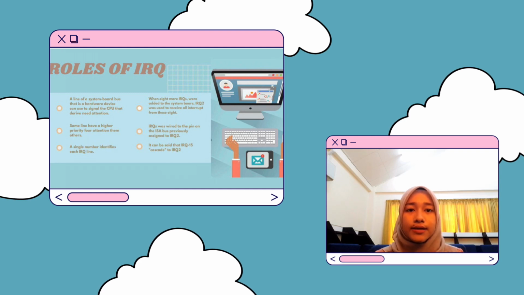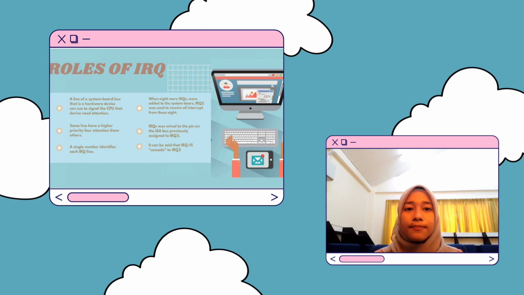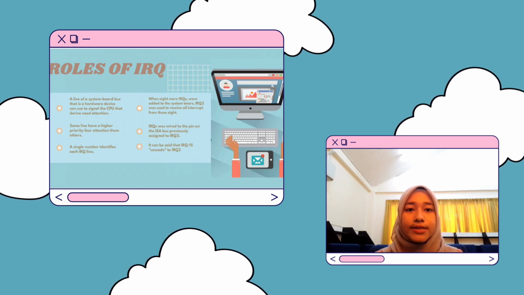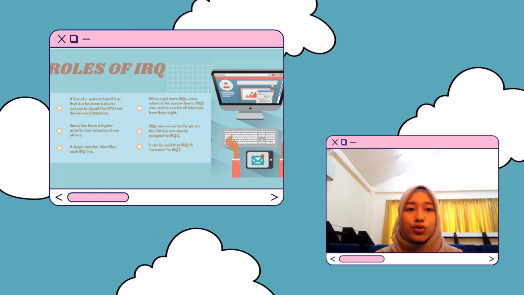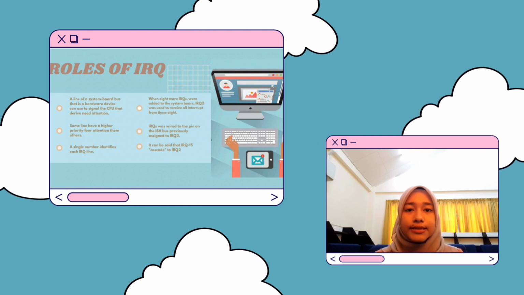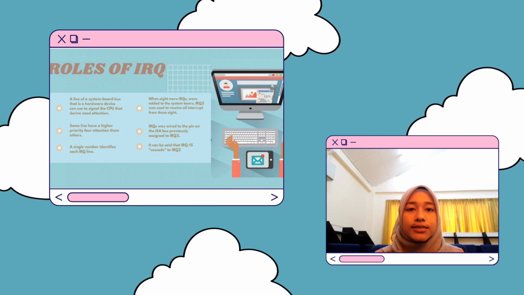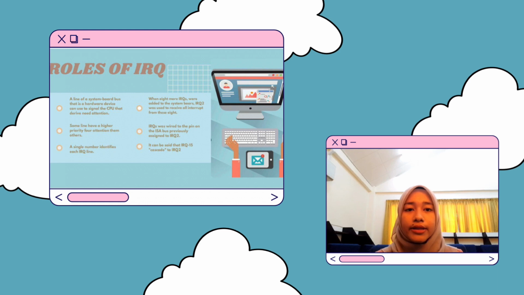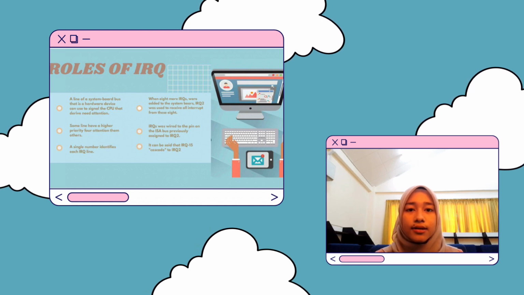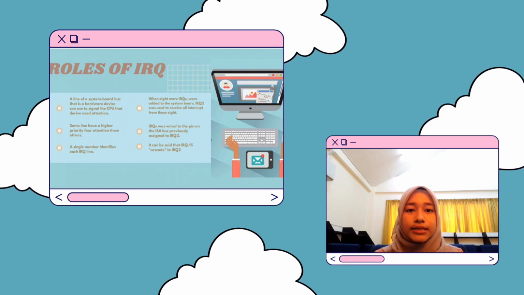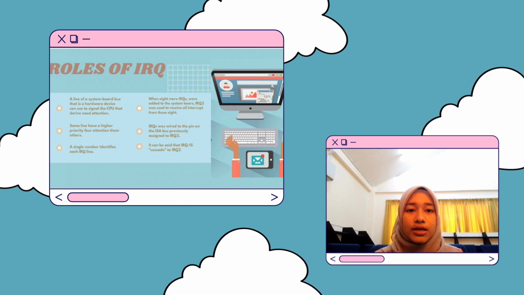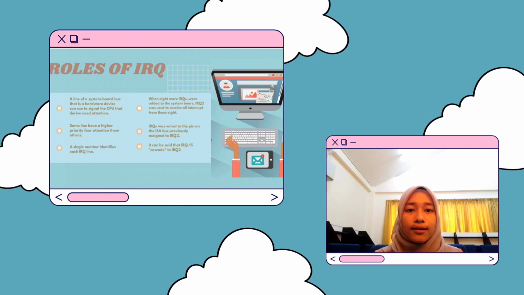Roles of interrupt request number. First, a line of a system board bus that a hardware device can use to signal the CPU that the device needs attention. Second, some lines have a higher priority for attention than others. Third, a single number identifies each interrupt request number line.